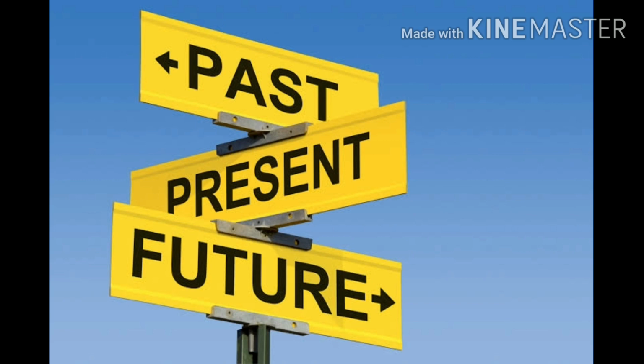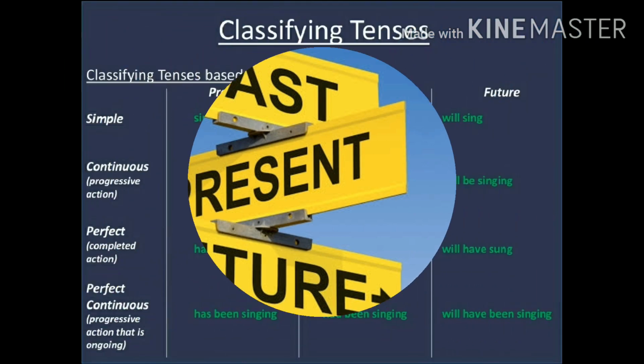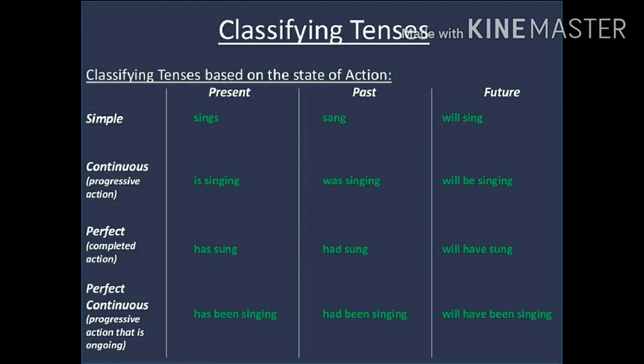Now, after this is clear to us students that on the basis of time we have three types of tenses, which is present, past, and future, we move on to another classification of tenses, and this classification is based on the correct. If you say it is based on the state of action, you are absolutely right. Very good.